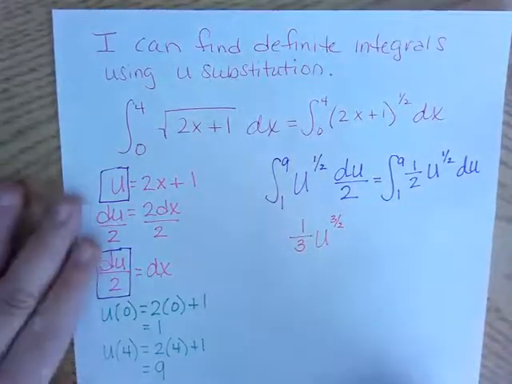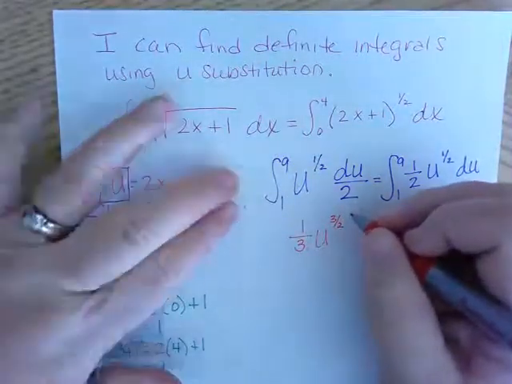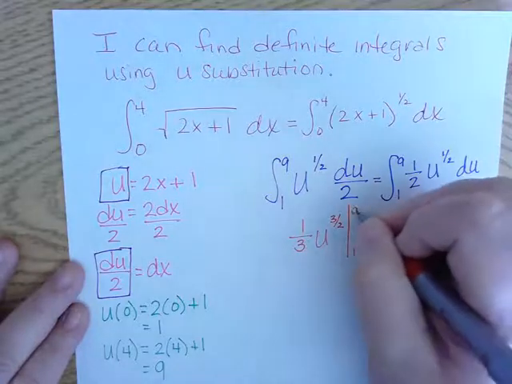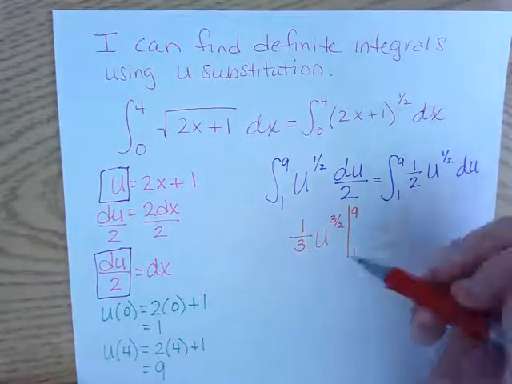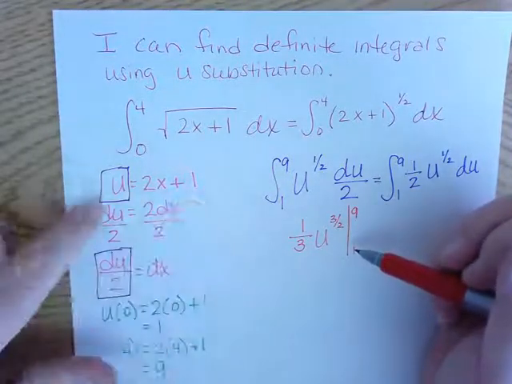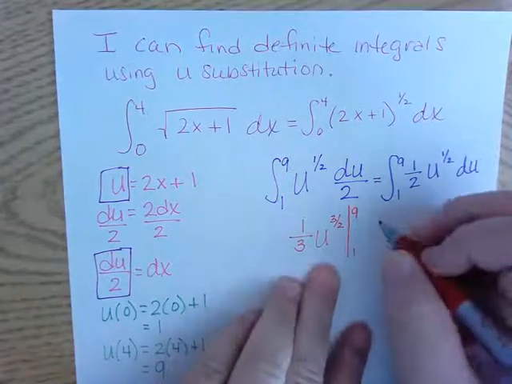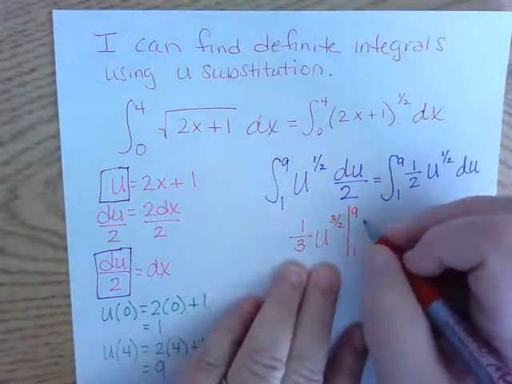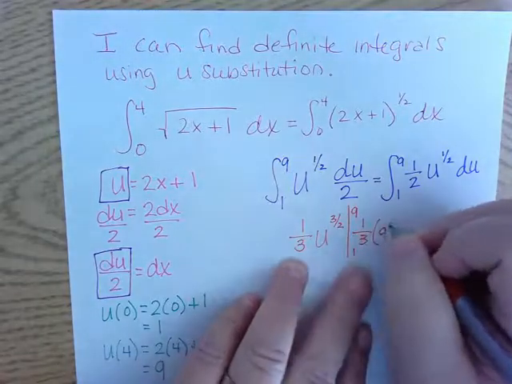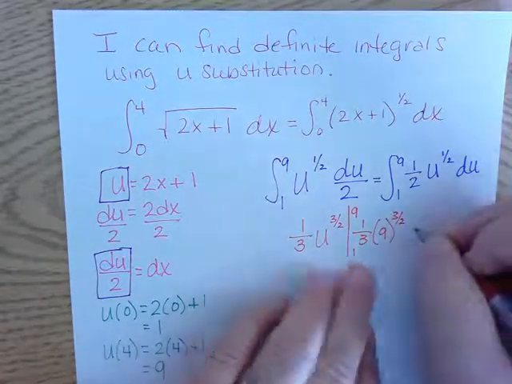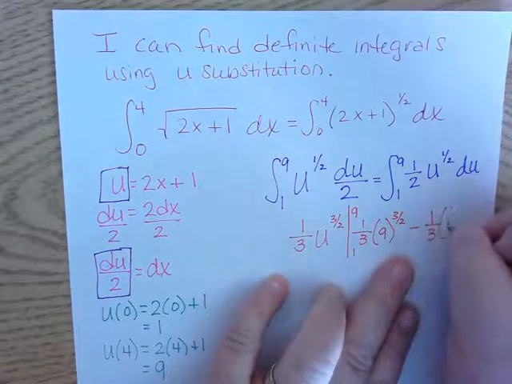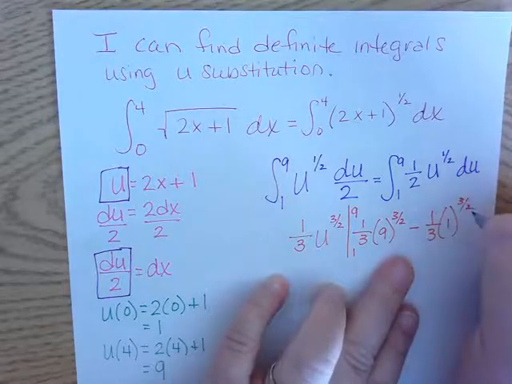So I have 1/3 u to the 3/2, but I need a definite integral, so I can evaluate that from 1 to 9. I do not have to substitute 2x plus 1 back in. I'm going to evaluate using the u values. So fundamental theorem of calculus, cap F of b, 1/3 times 9 to the 3/2, minus cap F of a, 1/3 times 1 to the 3/2.